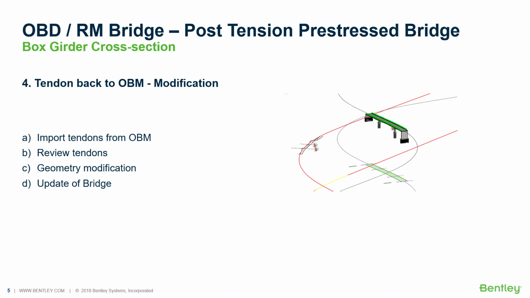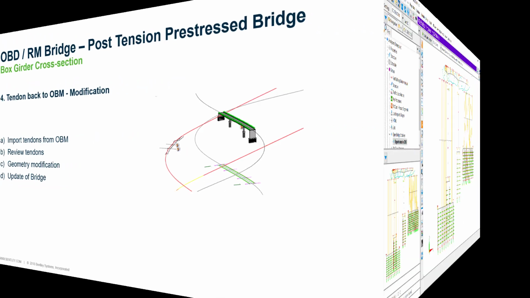In the next part, we will see how we can import back the tendon from OBM and review the tendon and see what happens in case of a modification of the geometry, how we need to update the bridge.